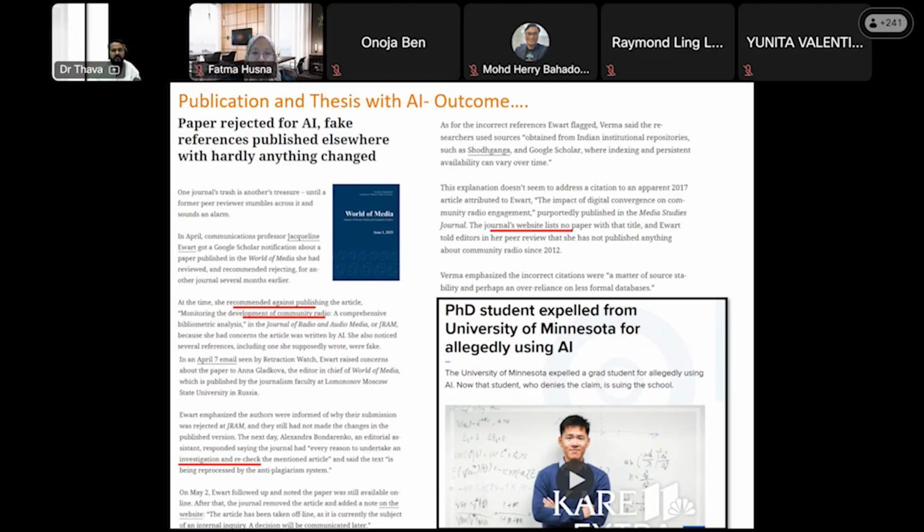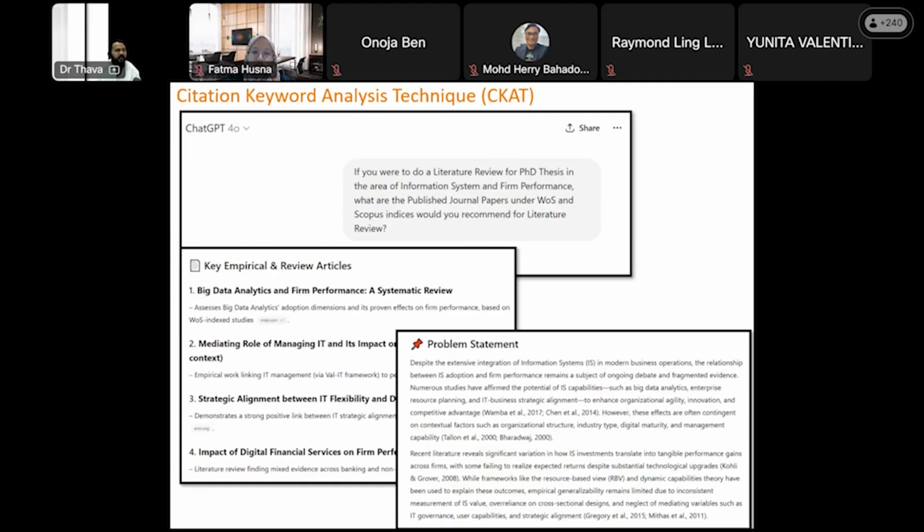As for how long to finish a PhD after the defense: normally, for the students that we are coaching, steps 4 and 5 will be very fast. Steps 1 to 3 are the ones that take time. All right. So this is what I call the citation keyword analysis technique. Okay, Hidayah, no problem.